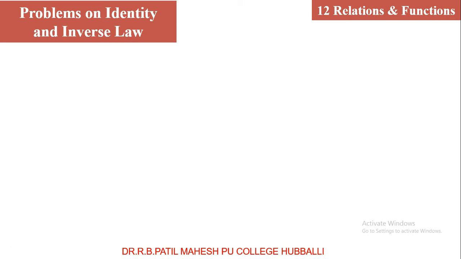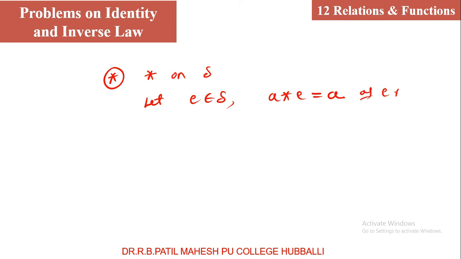Before going to the problem section, once again I would like to recall identity law and inverse law. Dear students, there will be an operation, say star, on a given set, say S. Let E belong to the set S, called identity element, only when A star E is equal to A or E star A equal to A for every A belonging to the set S. Then E is called identity element.